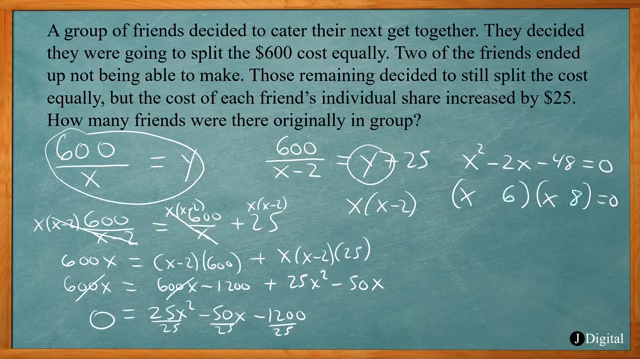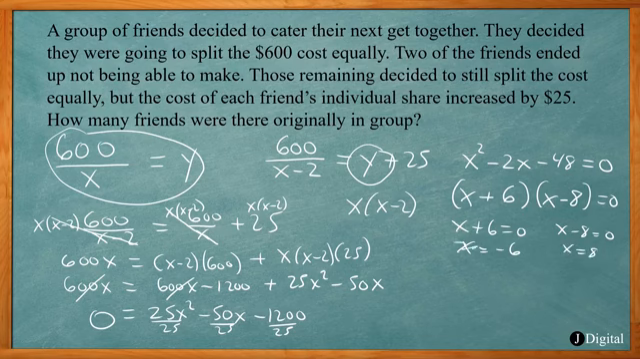Those are 2 away from each other. The 2 is negative, so the 8 needs to be negative, and the 6 positive. Negative 8 plus 6 will give you the negative 2. And I set each of these equal to 0. X plus 6 equals 0, and x minus 8 equals 0. Over here, subtract 6 from both sides, so x equals negative 6. Over here, add 8 to both sides, so x equals 8.